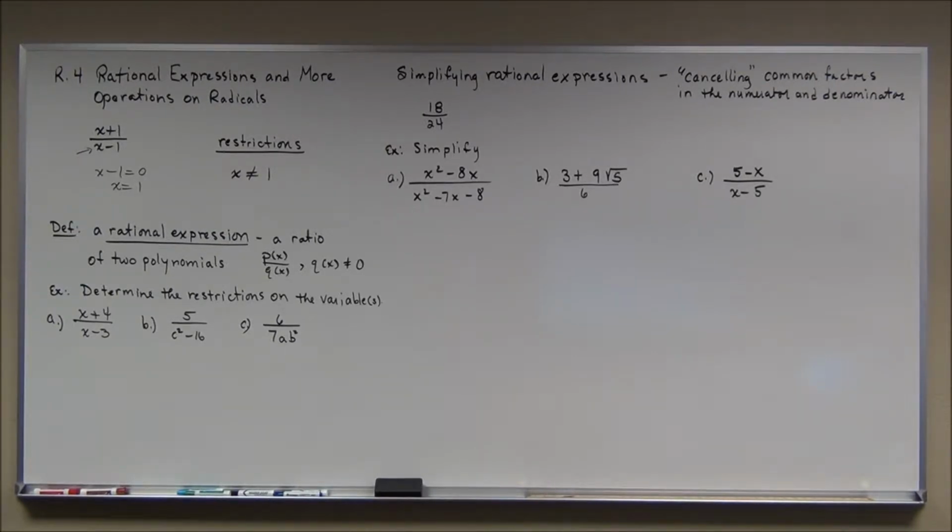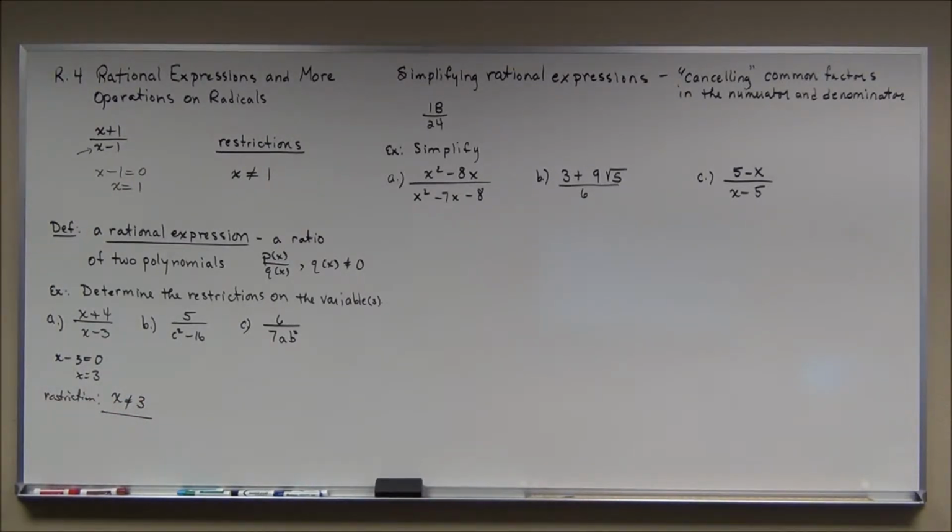So I have three examples that are talking about the restrictions of the variable. And again, we look to the denominator. In the first one, x plus 4 over x minus 3, my denominator is x minus 3. I set x minus 3 equal to 0. I solve this simple equation. I get x equals 3. My restriction here would be x cannot equal positive 3. I'm going to write it out that way.